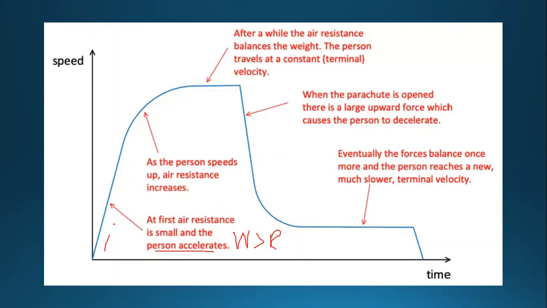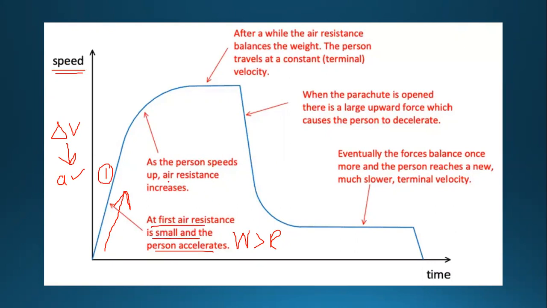तो यहाँ पे you can see that the gradient of the graph is actually accelerating. आपकी जो speed है, there is a change in speed, there is a change in velocity, and change in velocity is known as acceleration. So this is your case number 1, जहाँ पे at first air resistance is small and the person is actually accelerating.